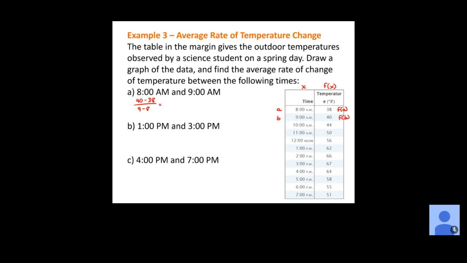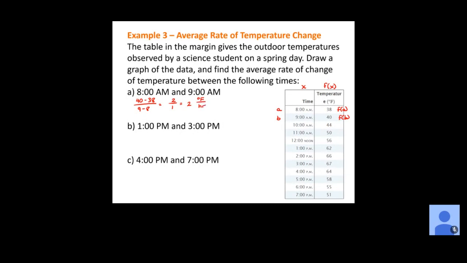Now we simplify. 40 minus 38 gives us 2. 9 minus 8 is 1. And 2 divided by 1 is just going to give us 2. Now, again, because we have a context, let's think about what these units represent. The numerator here was a difference in temperatures, right? So that's going to be degrees. And then the difference in the denominators here, those were times. Those are measured in hours. So our units this time are going to be in degrees Fahrenheit per hour.